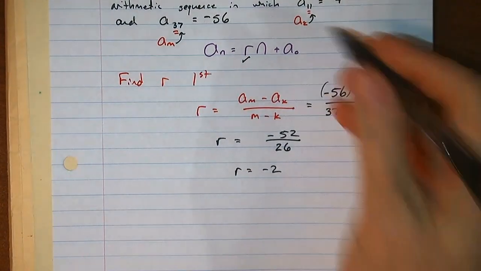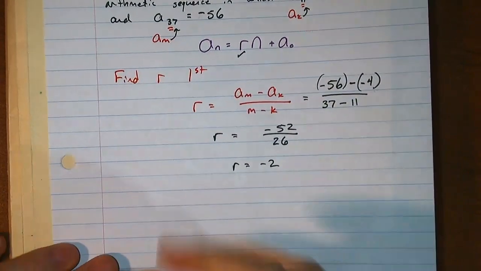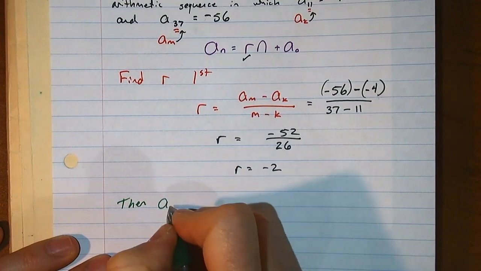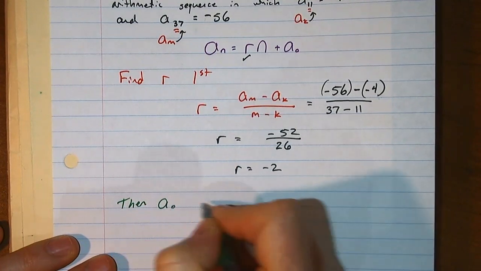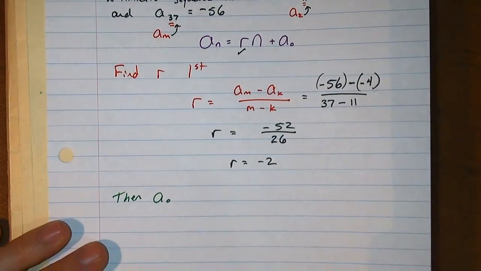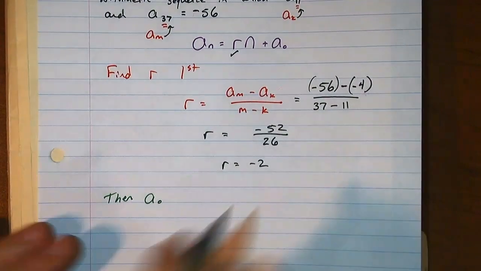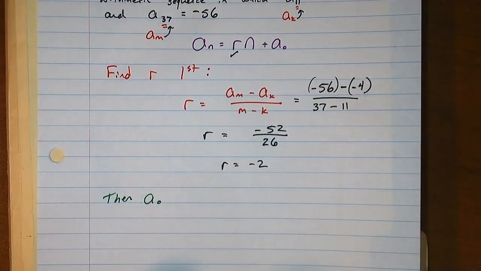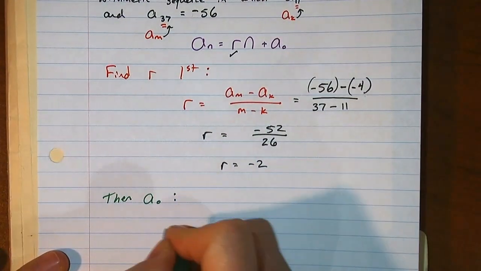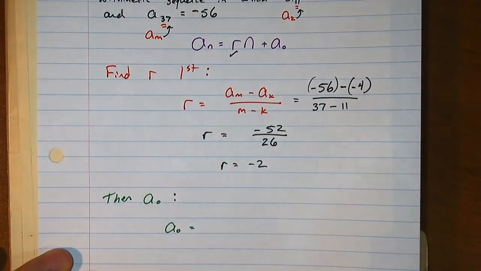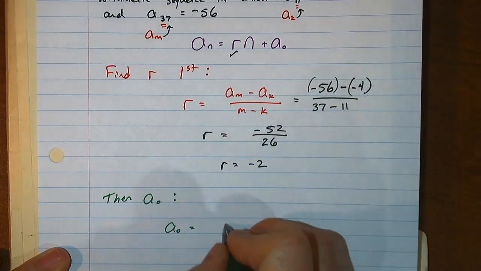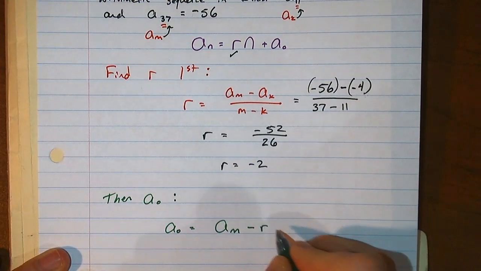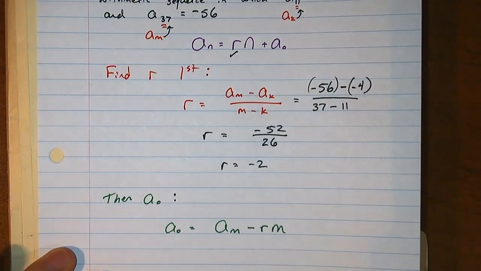The next thing I need to do is find a sub 0. So that, generally speaking, comes later, because generally speaking, I need to use r to find that. So I find r first, then I do a sub 0. And with a sub 0, the formula that we wrote on the previous page is take the value of any term and then subtract from it r times that term's subscript.